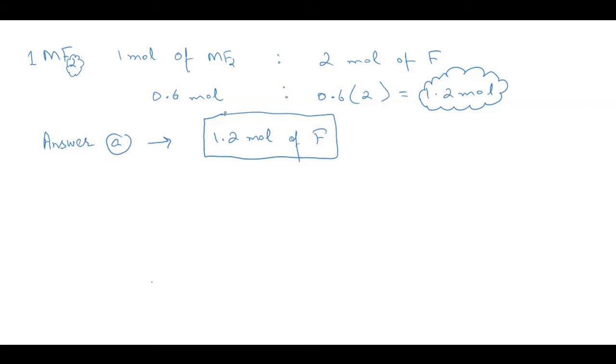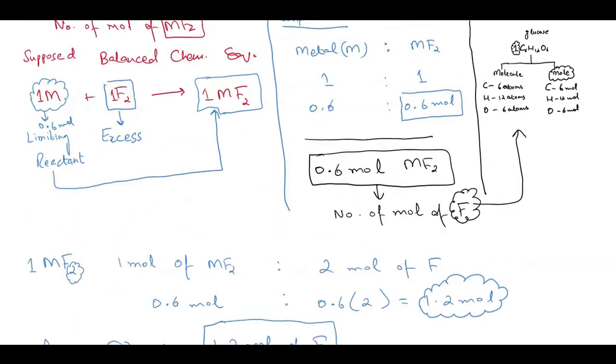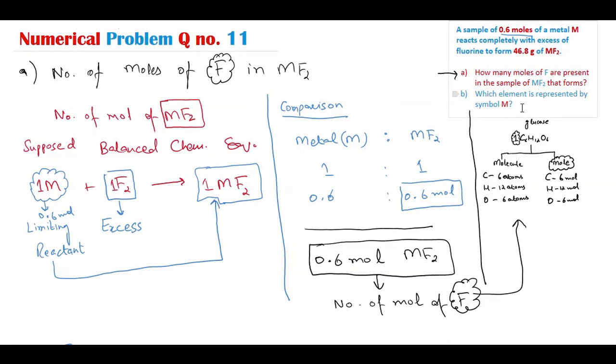Alright, let's see what is the next part of this numerical. Which element is represented by the symbol M? So let's solve it. What does this symbol M represent? Let's solve the second part of this numerical, which is the element represented by the metal symbol M.